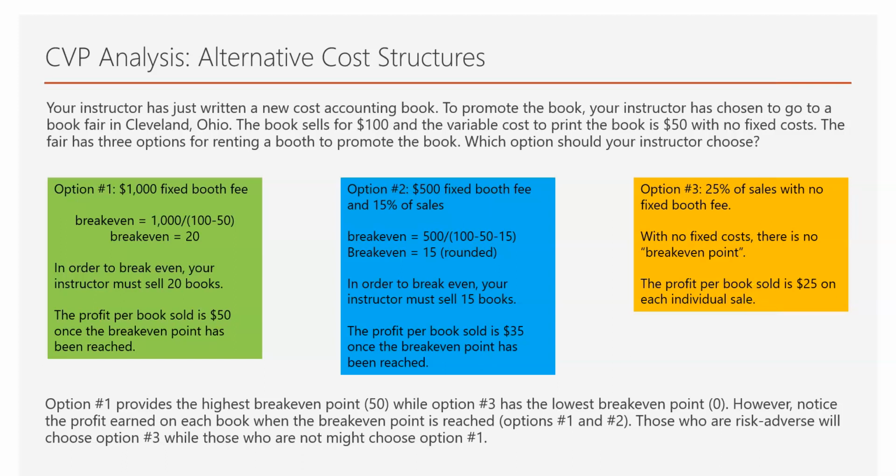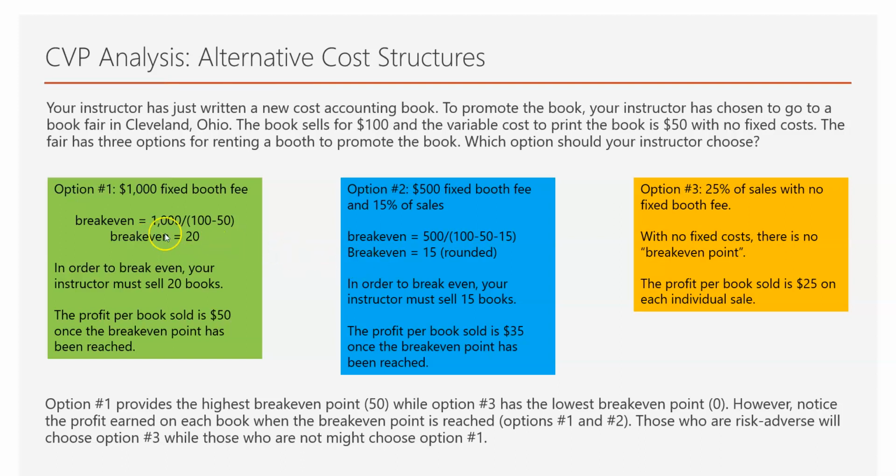So if I am willing to take a risk to get the reward of a higher profit per book, then I'm going to exercise either option 1 or 2 here. However, for those who are risk averse, option 3 might be the better way because there's no flat fee to pay and risk losing anything. If I'm just giving them 25% of sales and I have no sales, there's no fixed booth fee, no sales, I owe them nothing, I'm clear to go. Option 1 and option 2, I have a fixed booth fee component, so those have to be paid regardless of whether I sell 15 or 20 books and reach my break-even point or I don't.